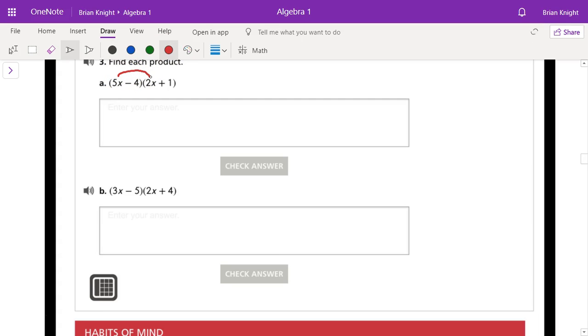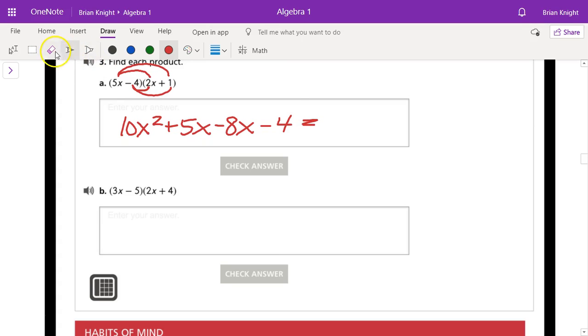5x times 2x is 10x squared. 5x times 1. Anything else to multiply that by? Nope. So now I go to the negative 4. Negative 4 times 2x. Negative 8x. Negative 4 times 1. I guess it could be like the little Costa sign. Backwards. You see that?